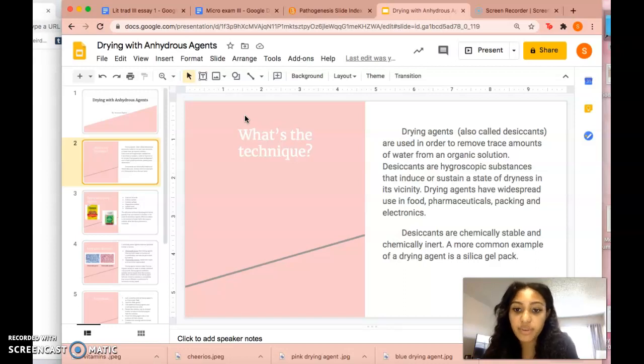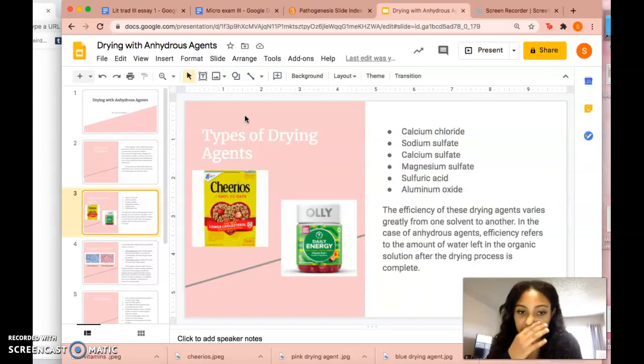Drying agents have widespread use in food, pharmaceuticals, packing, and electronics. Desiccants are chemically stable and chemically inert. A more common example of a drying agent is a silica gel pack. Common household items that silica gel packs are found in include cereals and vitamins.